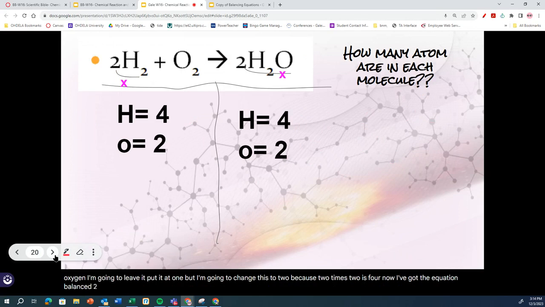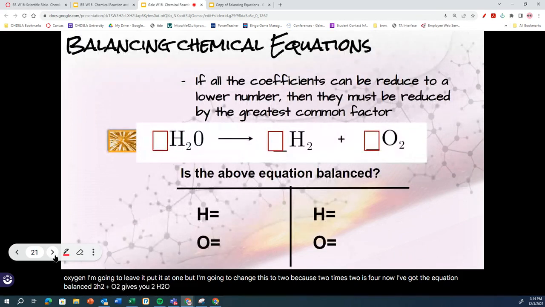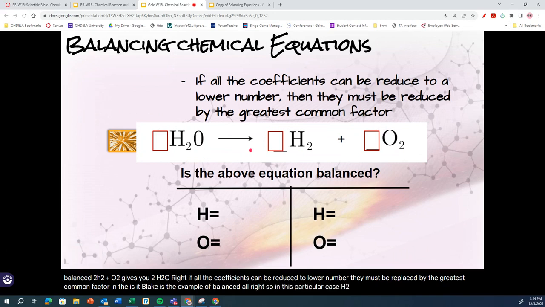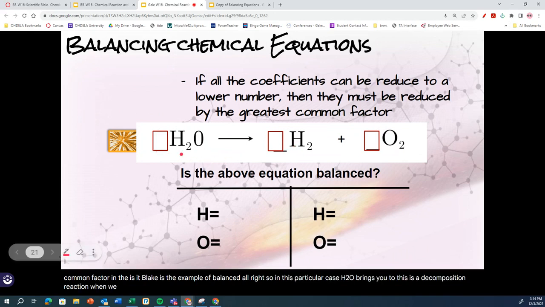Right? 2H2 plus O2 gives you 2H2O. If all the coefficients can be reduced to a lower number, they must be replaced by the greatest common factor. And that is the example of balanced. So in this particular case, this is a decomposition reaction where we start with water and then we're breaking it into hydrogen and oxygen.